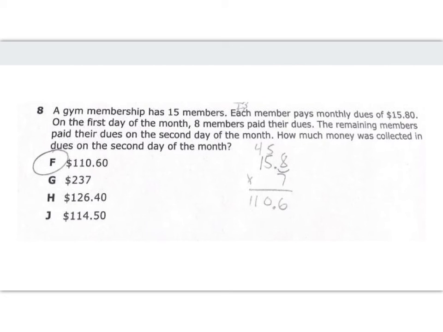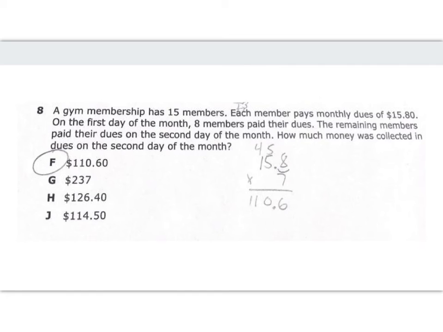All right, a gym membership has 15 members. Each member pays monthly dues of $15.80. On the first day of the month, 8 members paid their dues. The remaining members paid their dues on the second day of the month. How much money was collected in dues on the second day of the month?